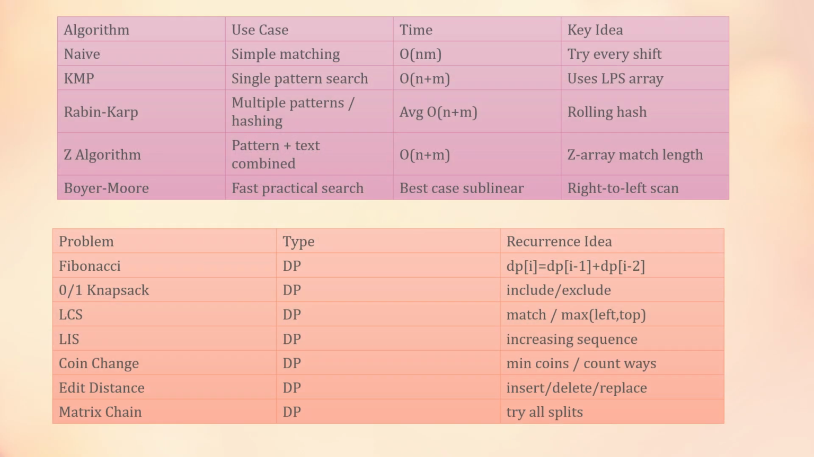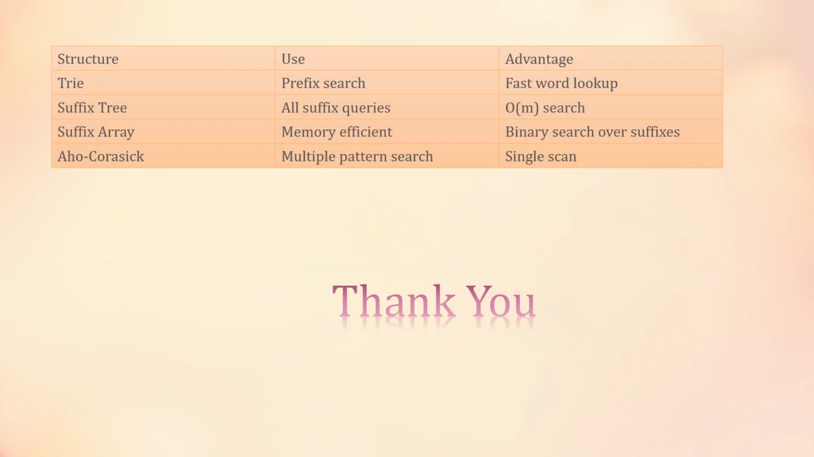Now, these are the tables summarizing what we have done today. We have done Naive, KMP, Rabin-Karp; Z we have not done, and Moore. Then we saw different types of problems based on dynamic programming. After that, we did the concept of a suffix tree, suffix array, and a question on this algorithm. So thank you all. This was all for today's video. Here we covered different concepts of DAA.